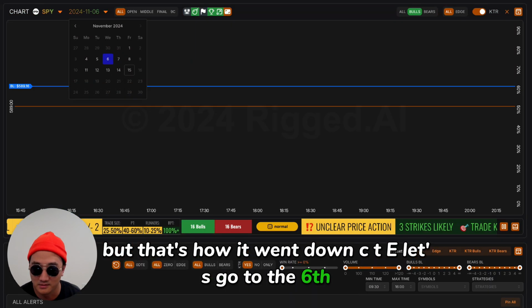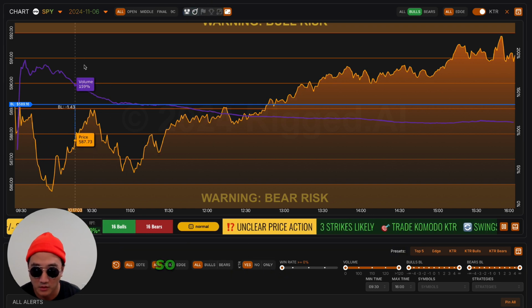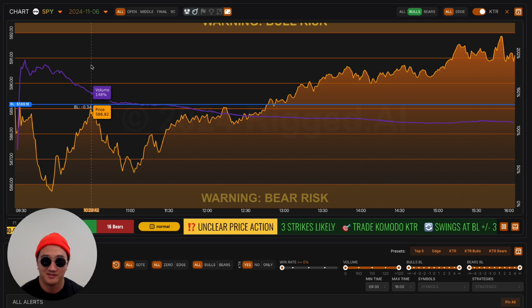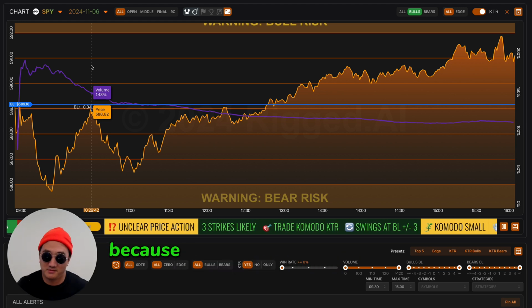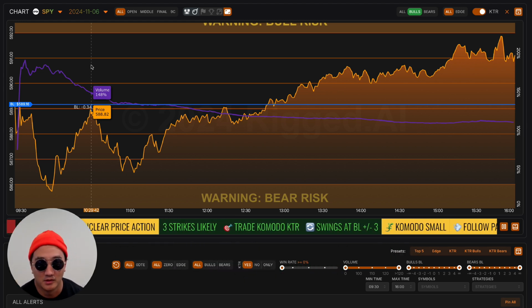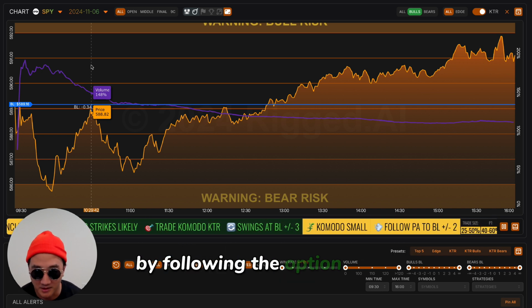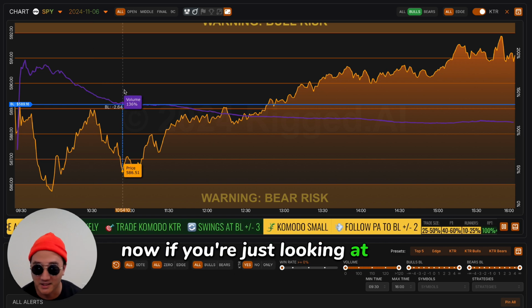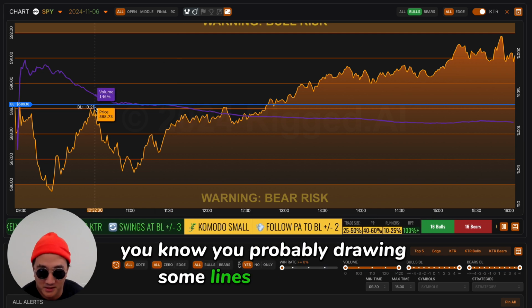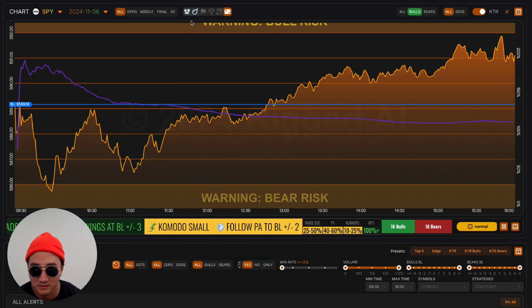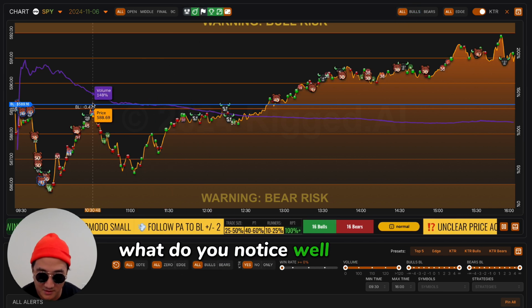CTE. Let's go to the 6th. Okay, so we're back on SPY. Great example here. When you're this close, somewhere within like 50 cents plus or minus, it's very neutral, right? Because it really hasn't made up its mind. We want to chase whatever way it breaks out by following the option alerts. Now, if you're just looking at this without using rig, without using flow, you're probably drawing some lines on your chart that it's going to go back down. But we turn all of this on. What do you notice? Well, it comes back down.